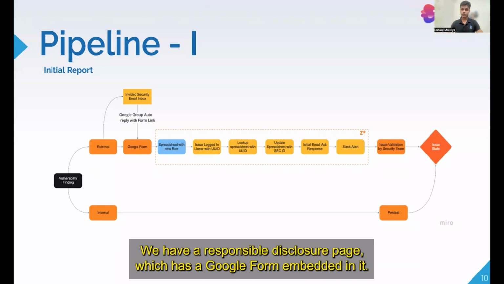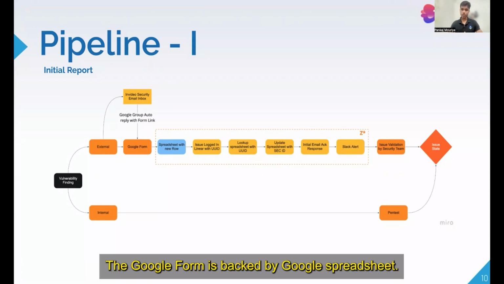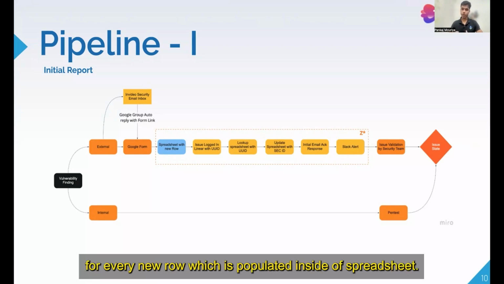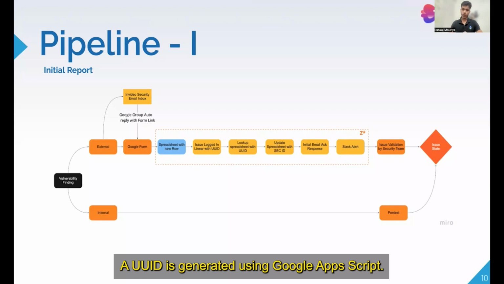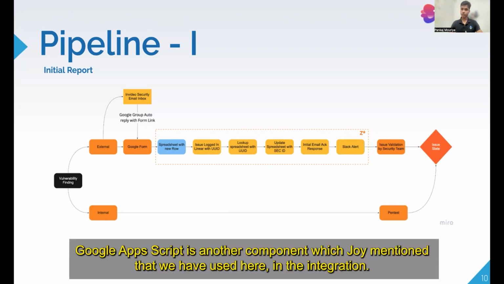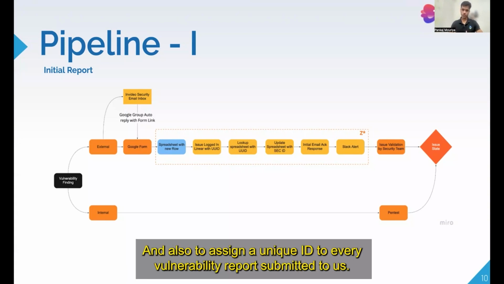We have a responsible disclosure page which has a Google form embedded in it, and security researchers can use that Google form to submit the reports. The Google form is backed by a Google spreadsheet. So the moment a vulnerability is submitted, for every new row which is populated inside the spreadsheet, a UID is generated using Google App Script. Google App Script is another component which Joy mentioned that we have used here in the integration. The UID we use for all the future communications with the security researcher, and also to assign a unique ID to every vulnerability report submitted to us.